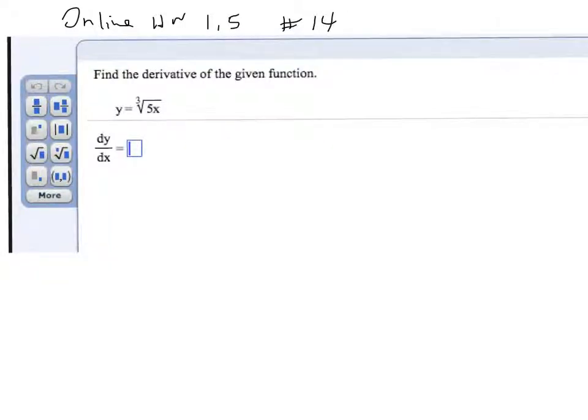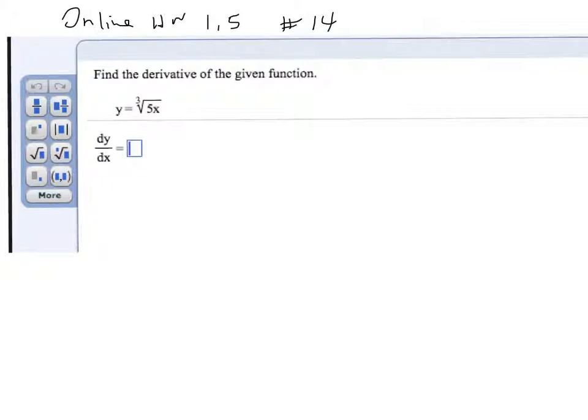Here's the solution to one of the exercises from section 1.5. In this section, we're really trying to use our power rule for everything. And so the only catch to some problems is that we need to use our knowledge of algebra to rewrite the problem before we use our derivative rules.